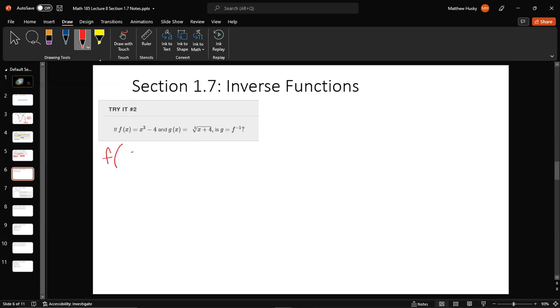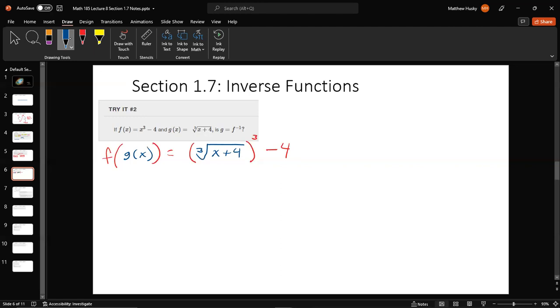do f of g of x, so we did this sort of thing earlier, that means we're going to take the f function, which is to take something, raise it to the third power, then subtract 4. That's what f does. What's going to go inside it, and maybe I'll do g in blue here and color code them. So g of x goes inside f of x. What is g of x? It is the third root of x plus 4.